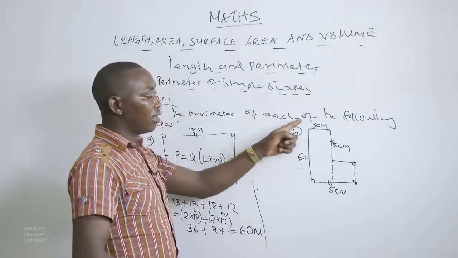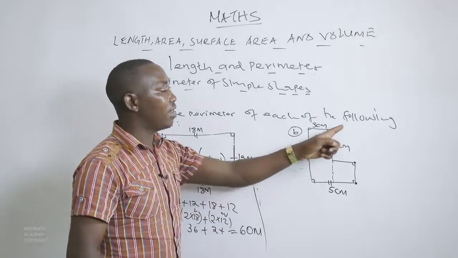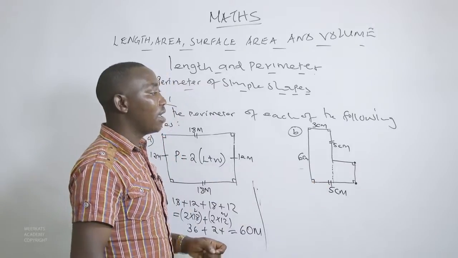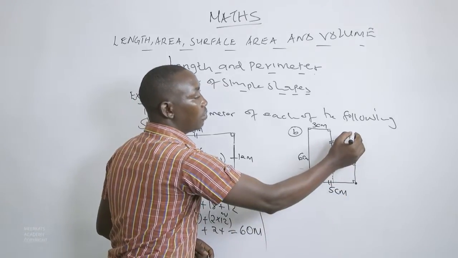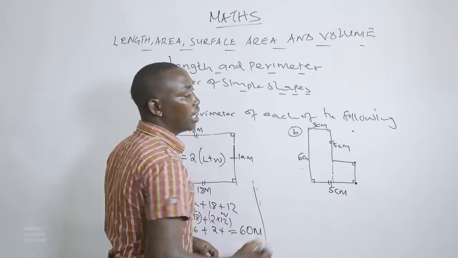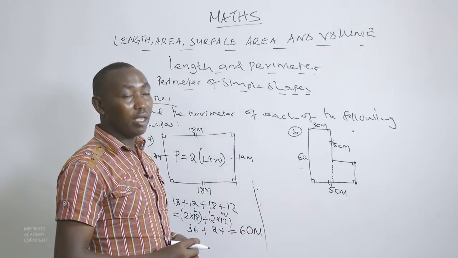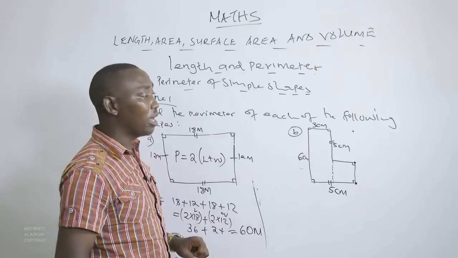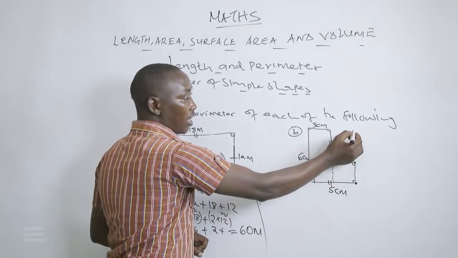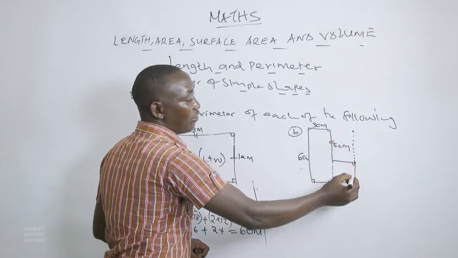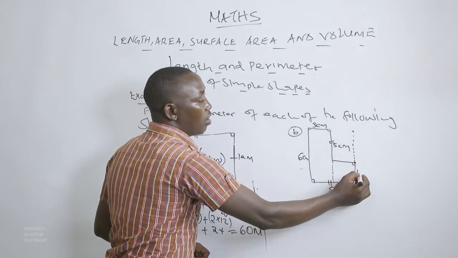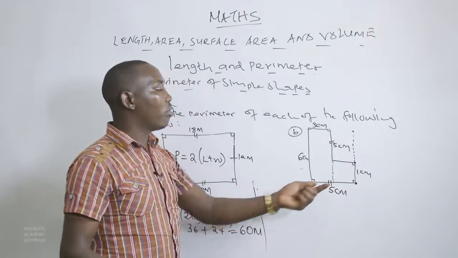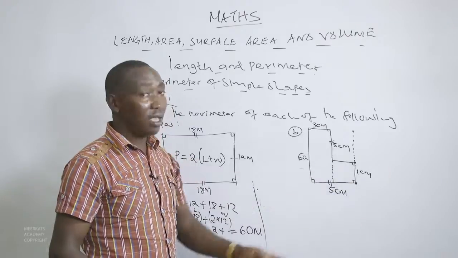Given that this side and this side are parallel, the distance from this point to this point is also going to be the same as the distance from this point to this point. And given that we have already taken care of this 5, the remaining will be 1 centimeter to complete this part to be 6 centimeters.